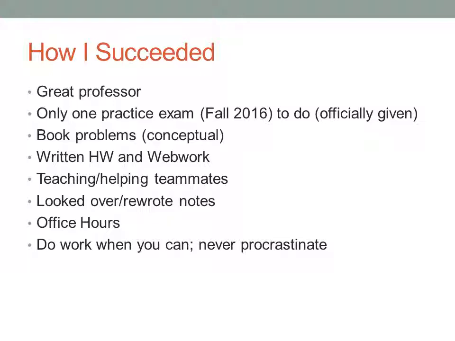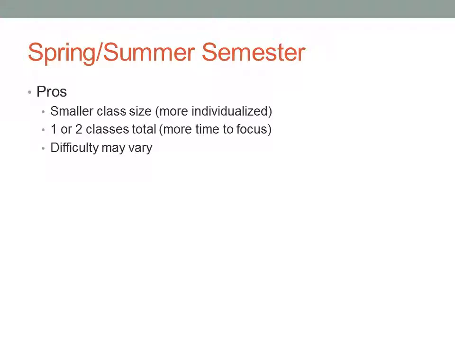So now that I have reached the end of the video, and I've talked about all my classes for spring and summer, I thought that it would be best to summarize my experience for the 2017 semesters during spring and summer. So there are pros to taking classes during spring and summer. One of them is smaller class size. Usually there are no more than 20-30 people. So it's much more individualized than large lecture halls.